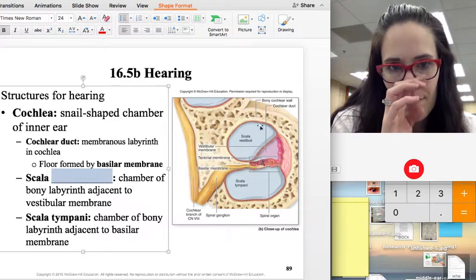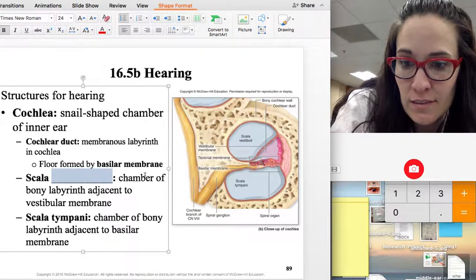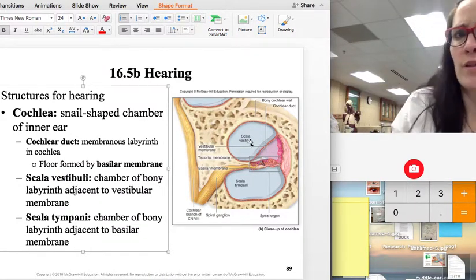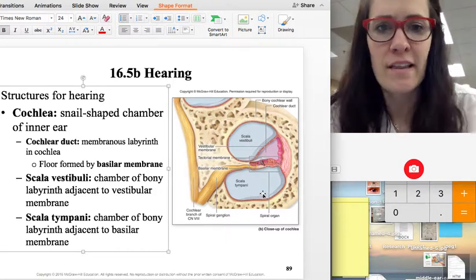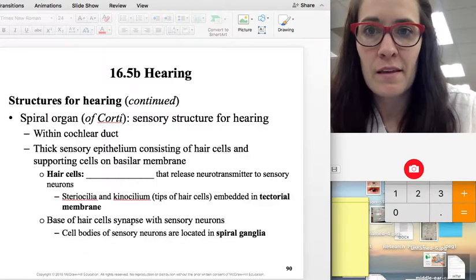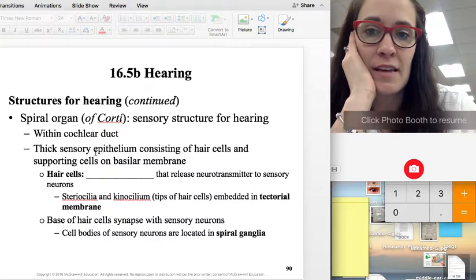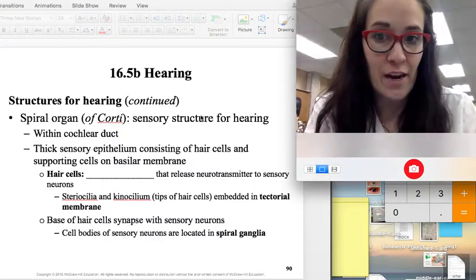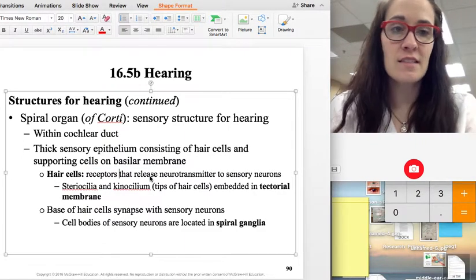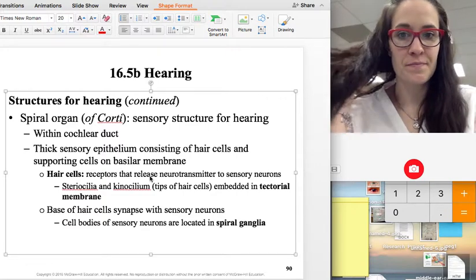You have this opening called the scala vestibuli, and this contains the perilymph of the bony labyrinth. Below it, you have the scala tympani. In between them, you have the spiral organ. The spiral organ is where your sensory receptors are located. The extensions of these receptors have hairs on them. These hair cells are the receptors that sense and receive that information coming from the sound waves.